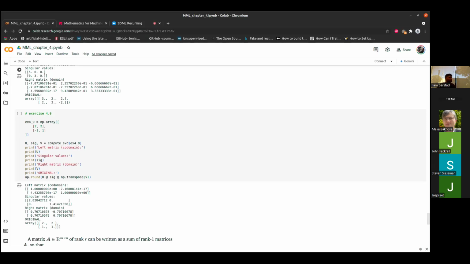Interesting. Yeah, that's definitely a good intuition. It's kind of relating different elements in one space to another space. Would you say the singular values are like the degree to which they relate, or?